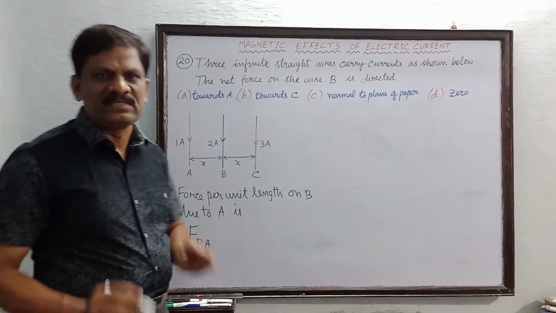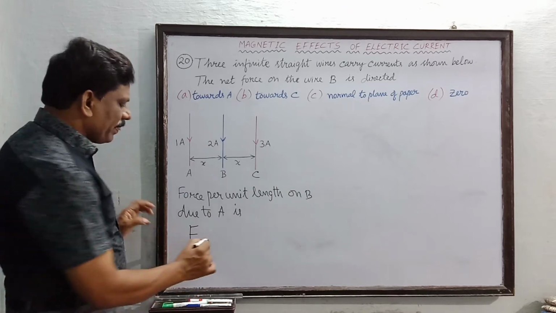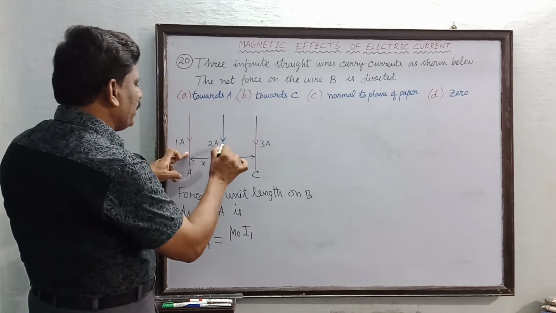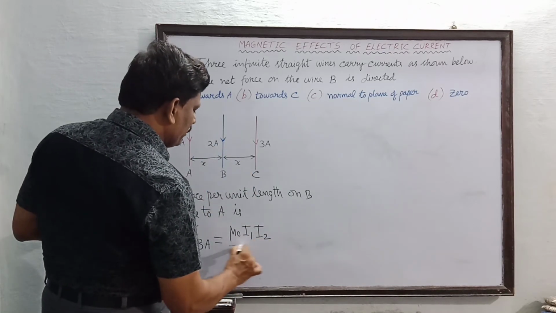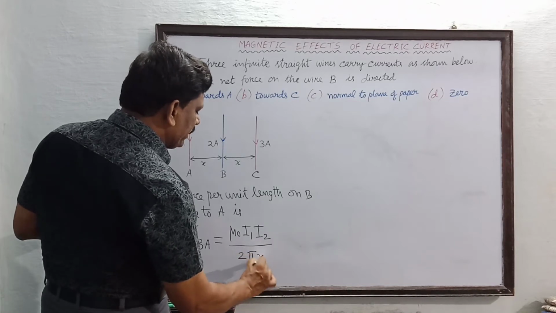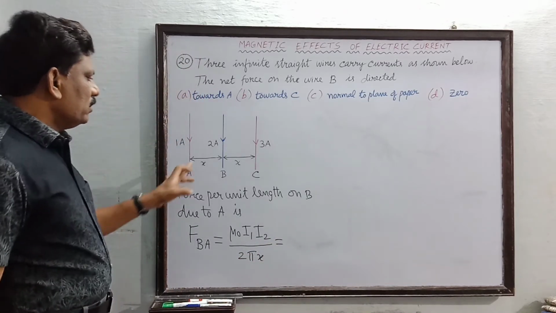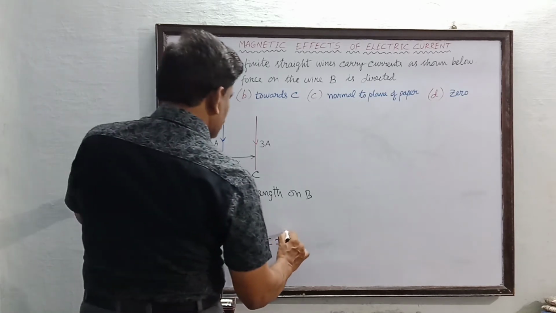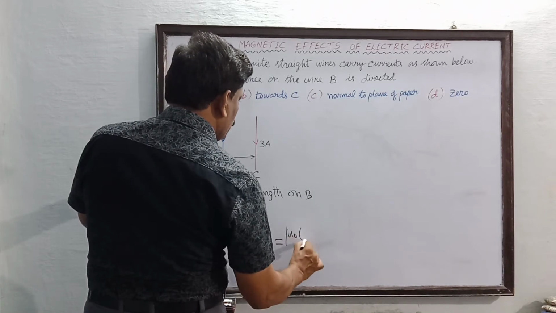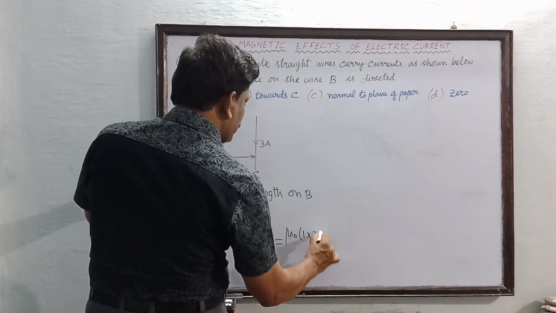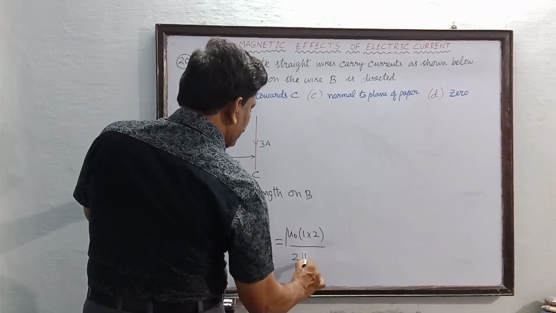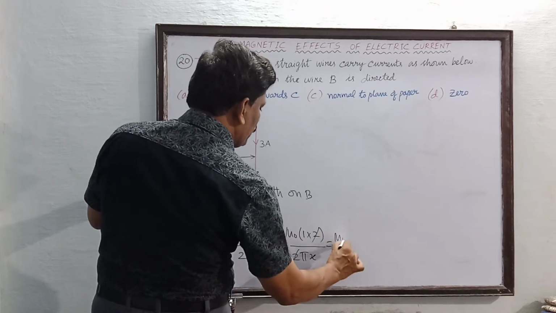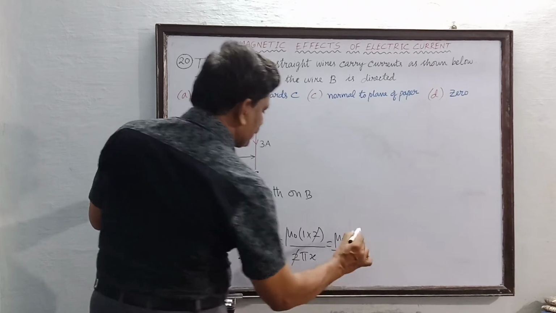This is the force per unit length. The symbol itself is FBA. So this is equal to mu naught I1 I2 divided by 2 pi X. Now I1 is equal to 1 ampere and I2 is equal to 2 ampere. So this is mu naught into 1 into 2 divided by 2 pi x. So 2 and 2 get cancelled. So this is equal to mu naught divided by pi x.